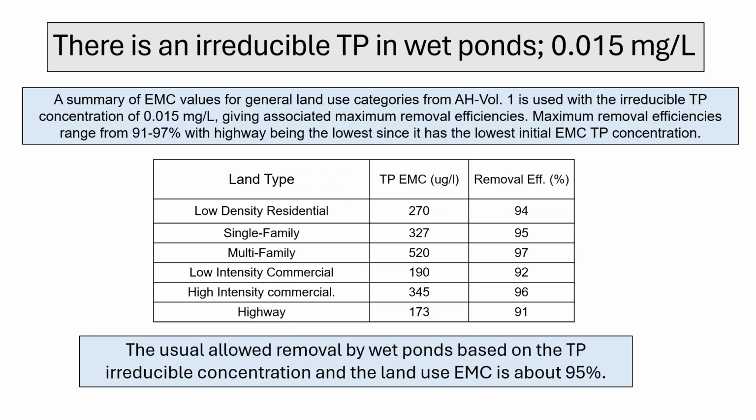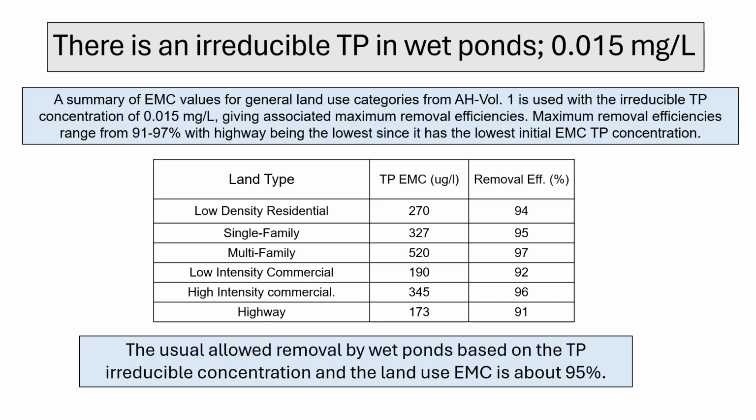When we talk about wet ponds, it's crucial to understand the concept of an irreducible concentration for certain pollutants. For total phosphorus, or TP, there's an irreducible concentration of 0.015 milligrams per liter that wet ponds simply cannot remove, no matter how efficient they are. Similarly, for total nitrogen, or TN, this irreducible concentration is around 0.400 milligrams per liter. However, our focus here is on TP because the maximum removal effectiveness for TN in wet ponds is usually quite low, less than 43%, making it less of a priority for these systems.